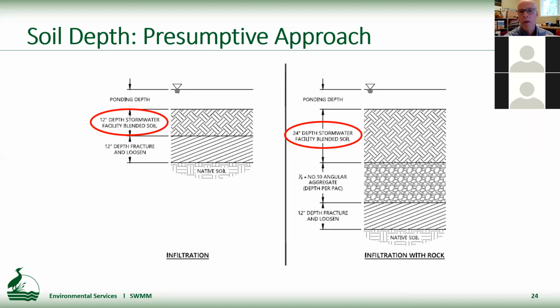And then on the right, under the presumptive approach, but consistent with the simplified approach, all systems that have a rock gallery or drain system at the bottom, whether that's a shortened system under our new requirements, all systems with underdrains are required to import 24 inches of the blended soil. And again, that's to improve conditions for plants and somewhat improve retention characteristics. Next.